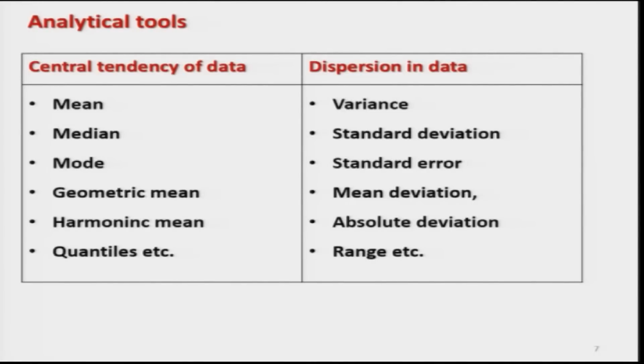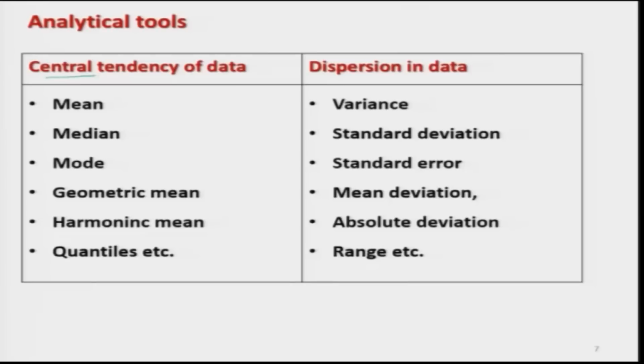Similarly, when I come to the analytical tools, there are different aspects on which we try to analyze the data. For example, I would try to find out the central tendency of the data, the variation in the data, the structure of the data, and what type of relationships exist inside the data. For the measure of central tendency, we have different tools: mean, median, mode, geometric mean, harmonic mean, quantiles, etc. And when we try to understand the variability in the data, we have different tools: variance, standard deviation, standard error, mean deviation, absolute deviation, range, etc.